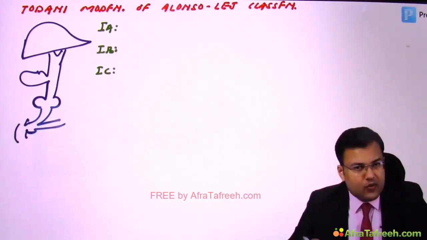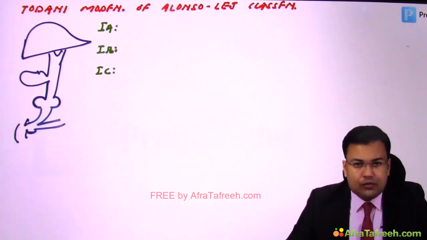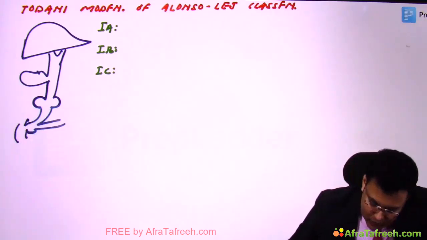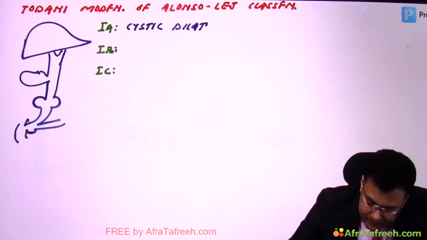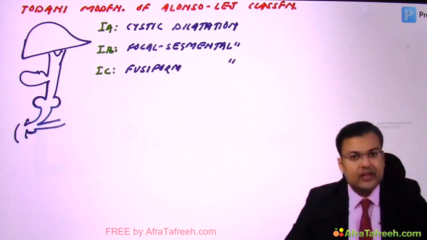So what is 1A? 1A is cystic dilatation. 1B is focal segmental dilatation and 1C is fusiform dilatation, right? So 1A is cystic dilatation, 1B is focal segmental dilatation, and 1C is fusiform dilatation. Clear?